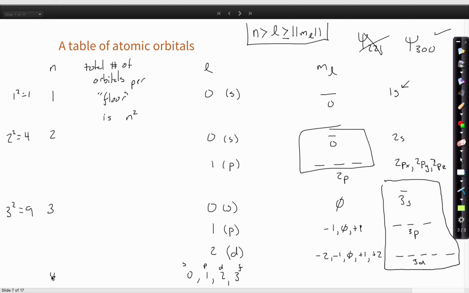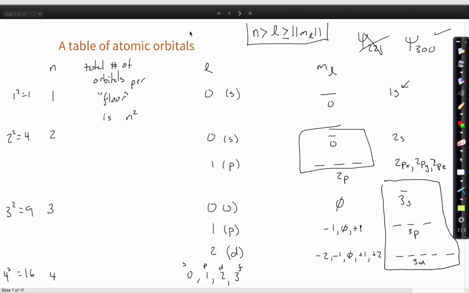And when you get down to n equals 4, then 4 squared would be what? 4 times 4 is 16. So when you add in the f orbitals here, we would have 1 s, 3 ps, 5 ds, and 7 fs, and if you add those together, you'll get 16. So a quick way to tell how many apartments or how many orbitals I have on each floor is just take the floor and square it, and that will tell you the total number on that.